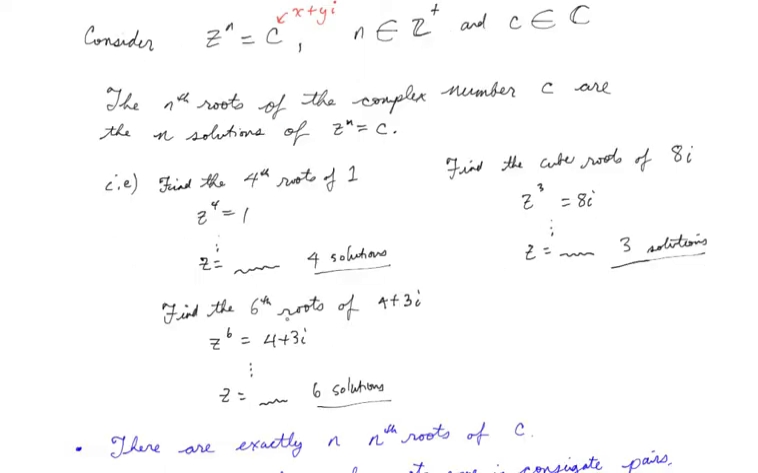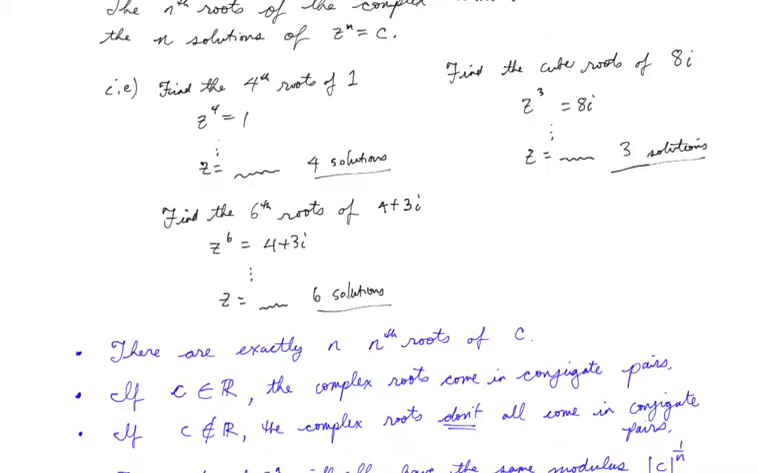And here's another example. Find the 6th roots of 4 plus 3i. 4 plus 3i is our complex number. I'm looking for z to the 6th equals 4 plus 3i. I'm looking for the z value there. And there should be 6 solutions.